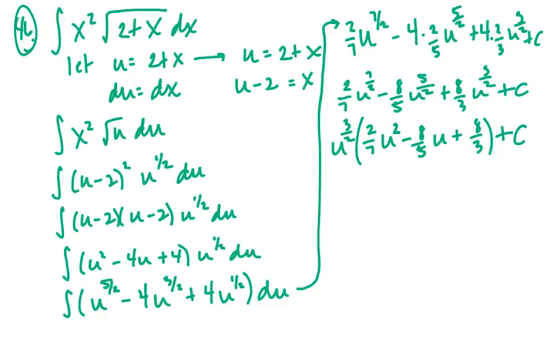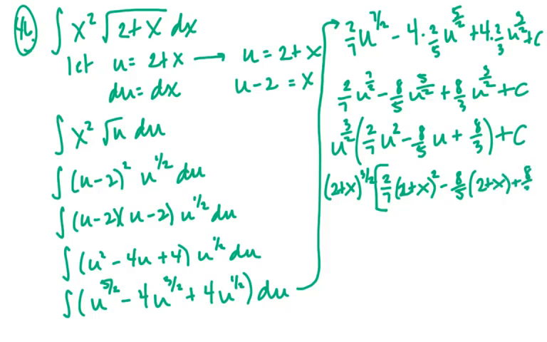So we've got u, which is 2 plus x to the 3/2. Bracket 2/7, 2 plus x squared, minus 8/5, 2 plus x, plus 8/3, plus c. You could do FOIL and multiply it out. Most places don't want it. It might be necessary at some point, but it's not used extensively.